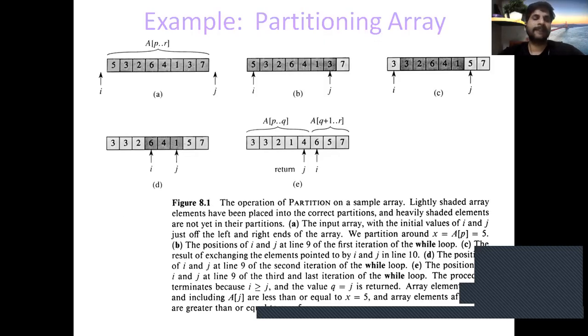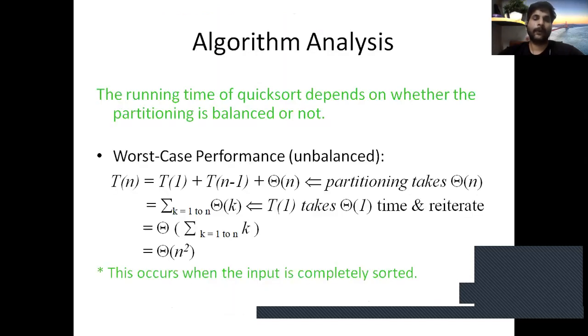This is the analysis of the quick-sort algorithm. Here we explained the pseudocode of the partitioning of the quick-sort algorithm. Now we discuss algorithm analysis. Suppose the running time of quick-sort depends on whether the partitioning is balanced or not. Then worst case performance means unbalanced, T(n) equals T(1) plus T(n minus 1) plus theta of n.